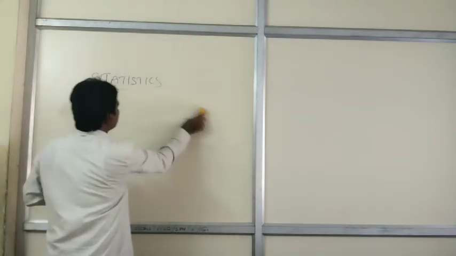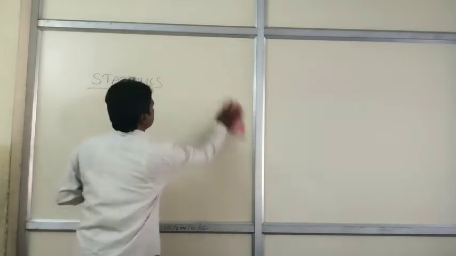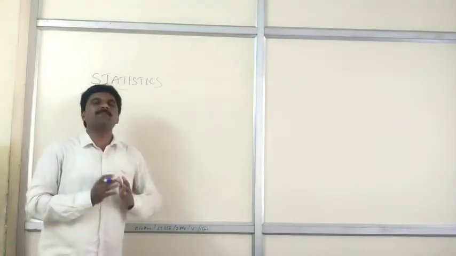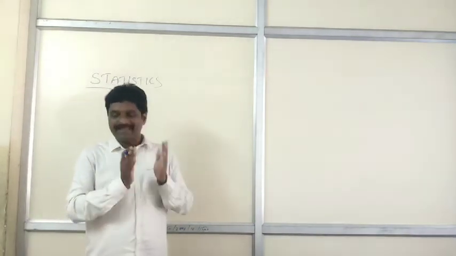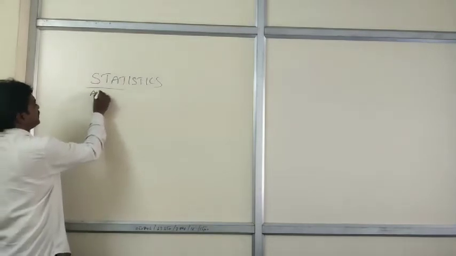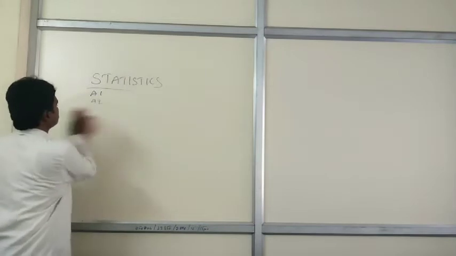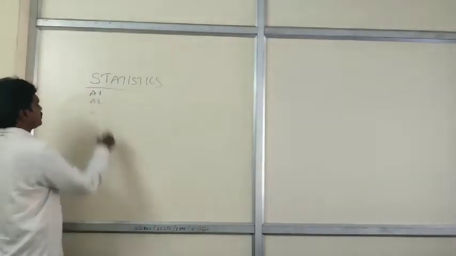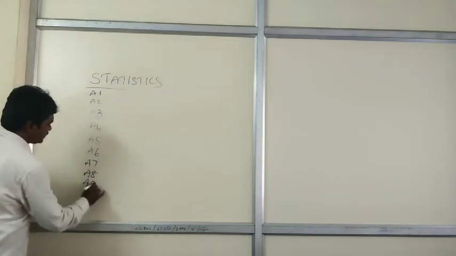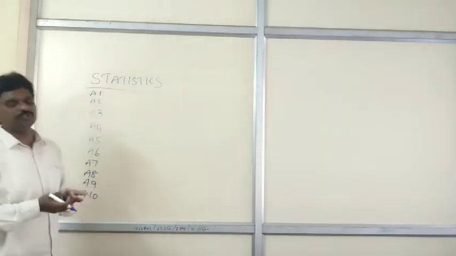Regarding the statistics, we will observe what is grouped data and what is ungrouped data, and how to calculate the mean or the average. Now I am taking an example of the data of 10 students in a class. The 10 students are A1, A2, A3, A4, A5, A6, A7, A8, A9, A10. Suppose these are the 10 students, and these students got different marks.